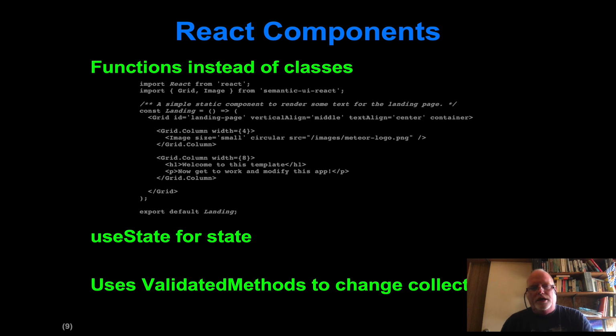Again, on the client side, we use the validated methods in order to change the collections or do any sort of database-y work, because we can't directly access the database. We can still do finds and stuff, but we can't actually change the database unless we use the validated methods.